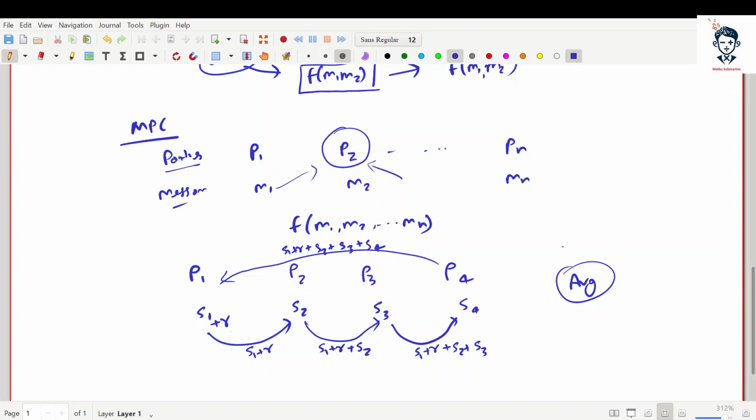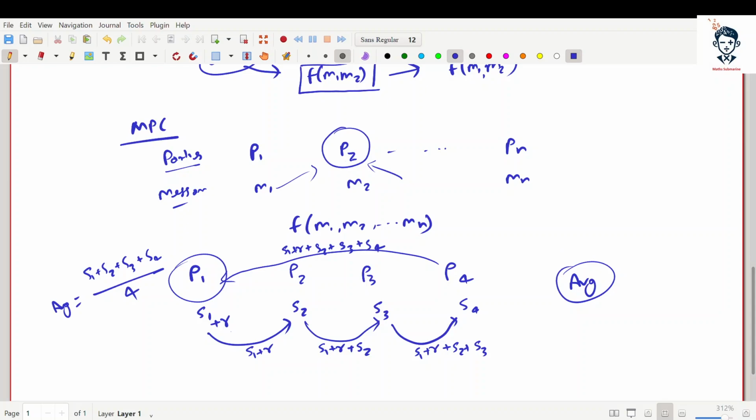Now what will this guy do? He will just subtract this R which he chose at the start, and he will get the summation of the Si's, that is S1 plus S2 plus S3 plus S4, and divide by 4. Then this guy gets to know the average, and he will broadcast that average to everyone.